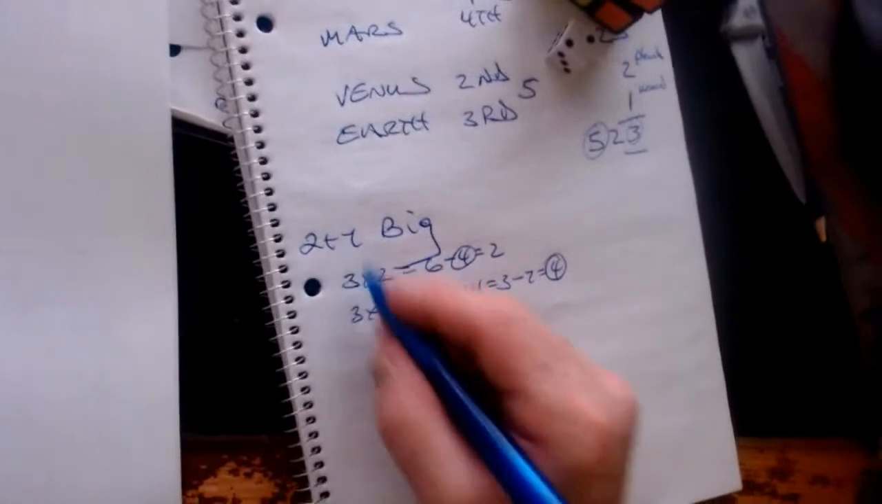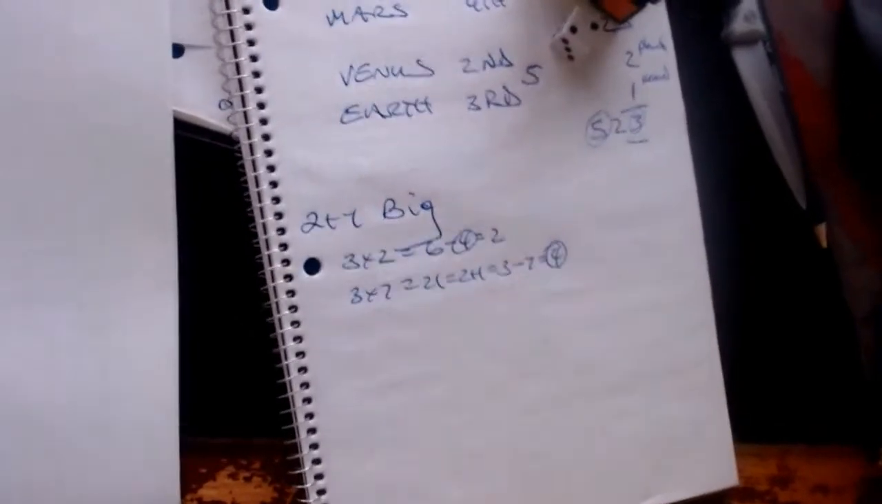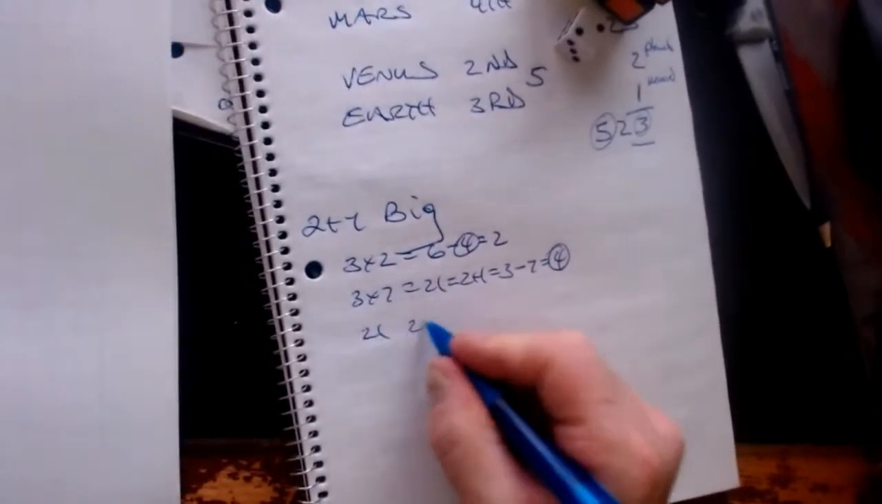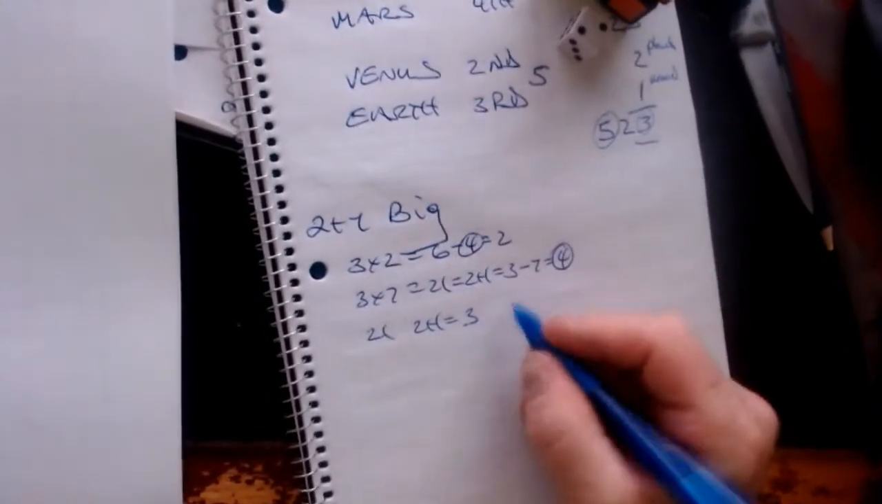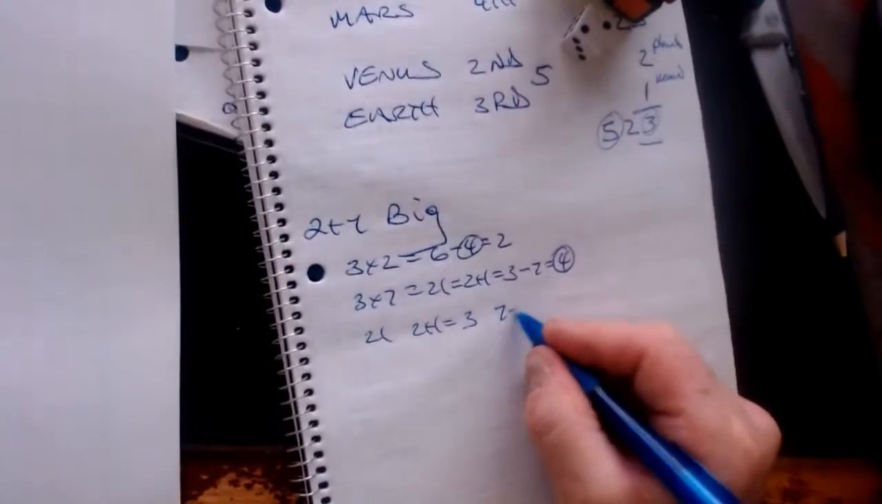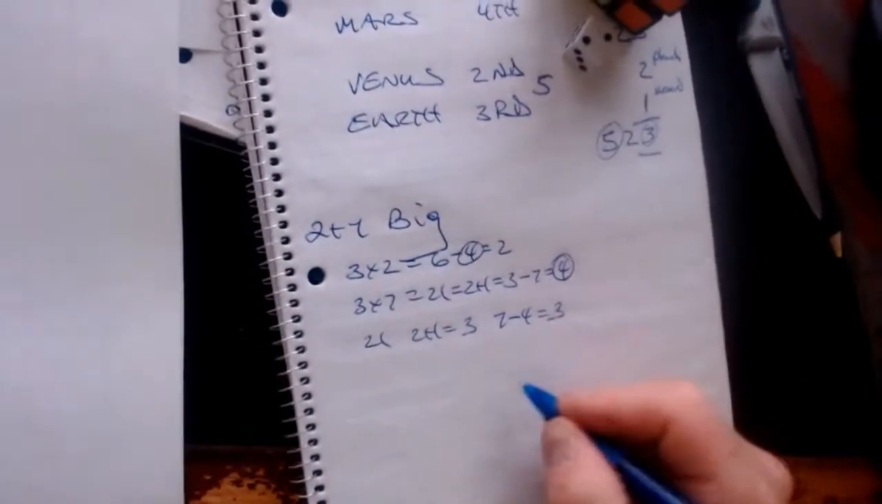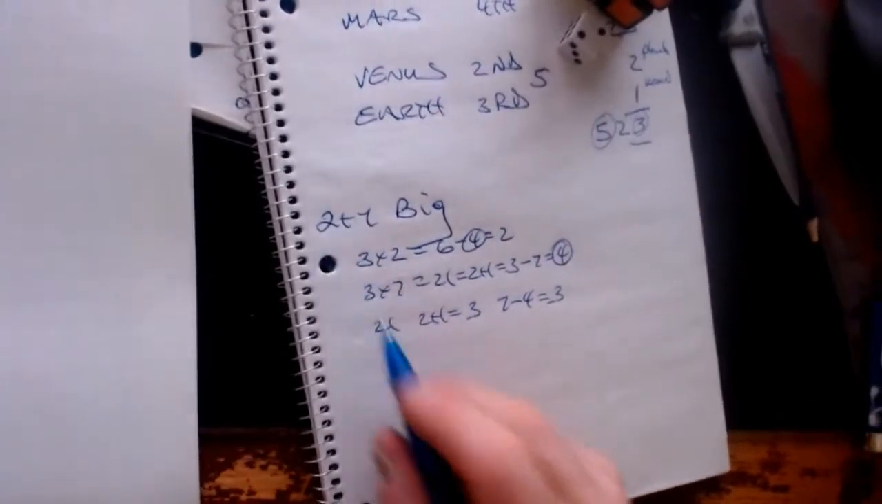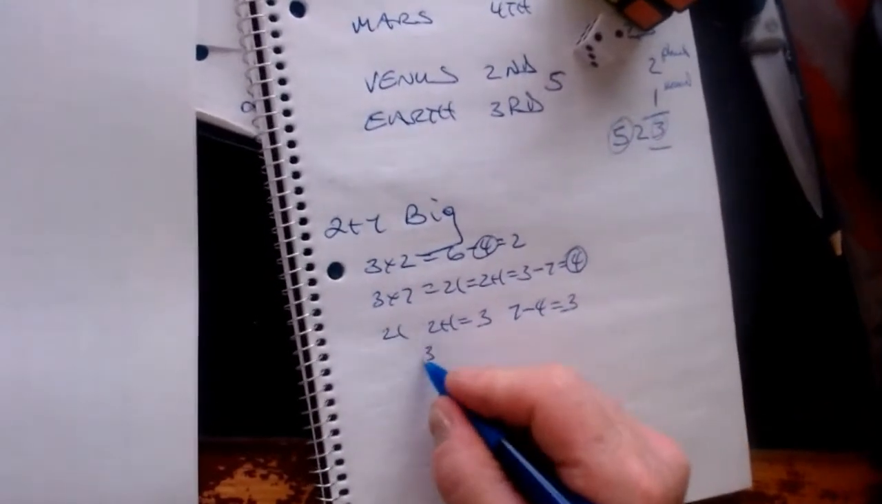2 plus 7, let me do that again. 3 times 7 is 21. 2 plus 1 equals 3. So what has happened is we went 7, we minus 4, and it came down to 3. Now we go 3 times, where's the next one? 3 times 2 equals 6.